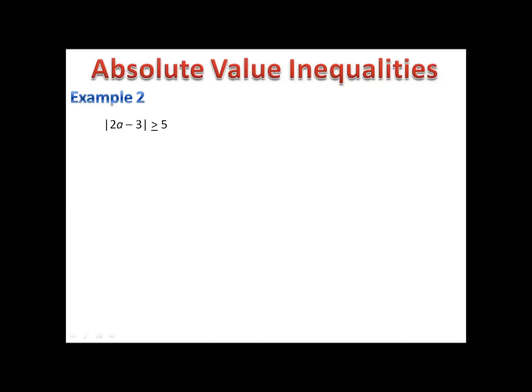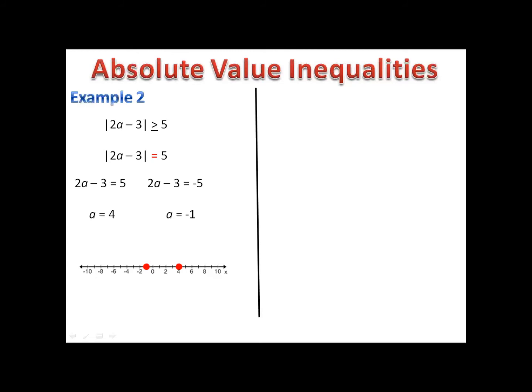First thing I did was change the greater than or equal to an equal sign so that I had an equation. Then I wrote my 2 derived equations and I came up with the points a equals 4 and a equals negative 1. Notice this time on the number line I put closed circles because the original equation was greater than or equal to. Now I have to determine where to shade.